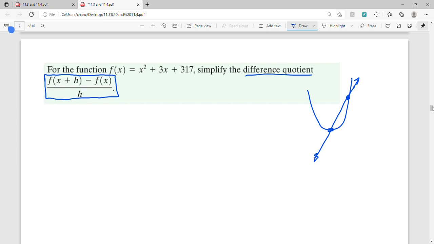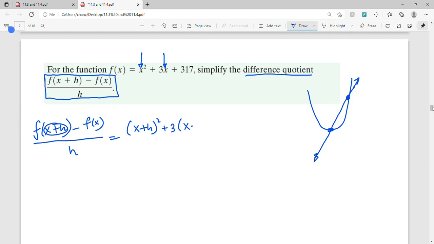Now, how do we do it? Well, we'll start by writing the difference quotient out. We always show our work in every single step to get full points. And then we'll plug in values x plus h into our x of the original function. We plug in an x plus h here and x plus h here. So this gives me an x plus h squared plus, we'll do it again, 3 times x plus h, and then we'll drop down the plus 317.